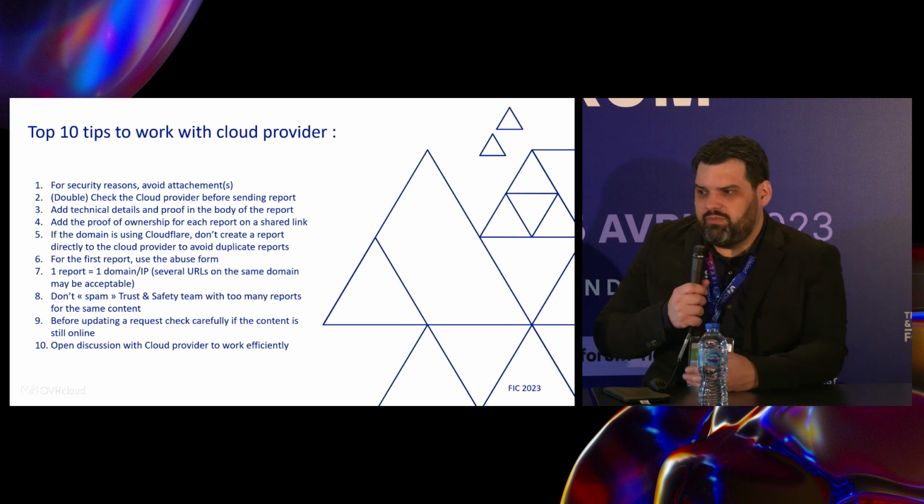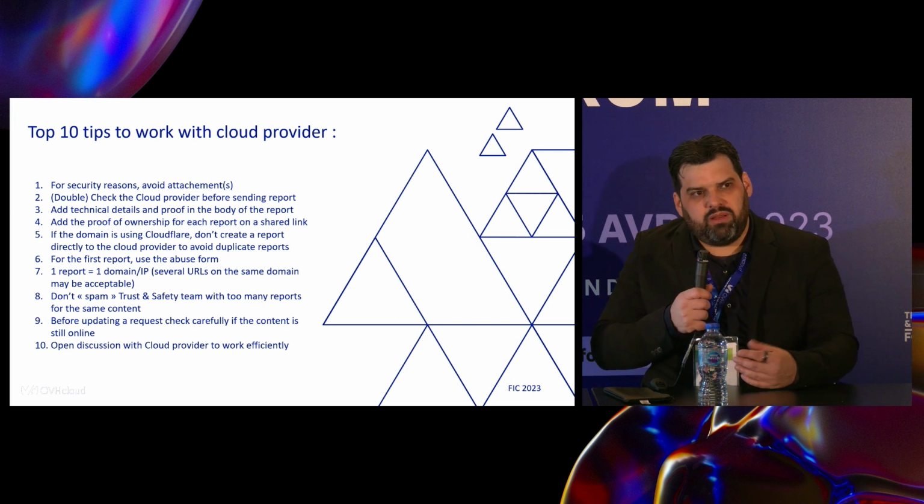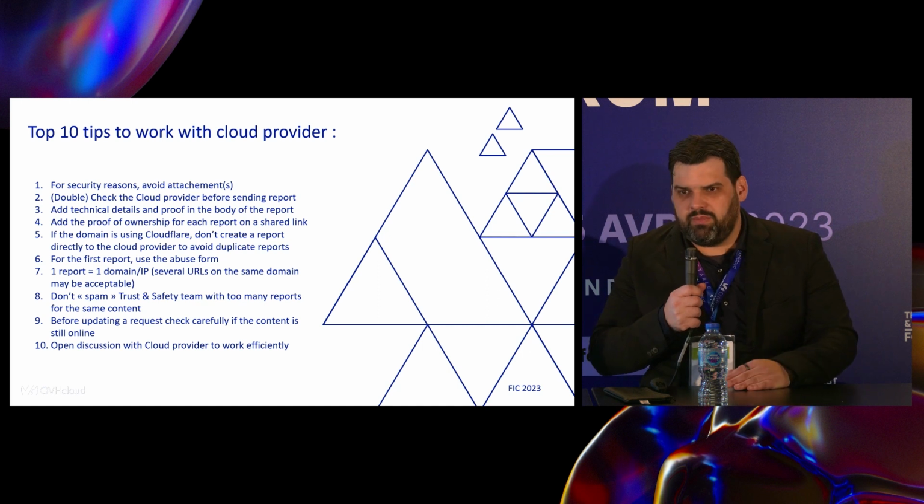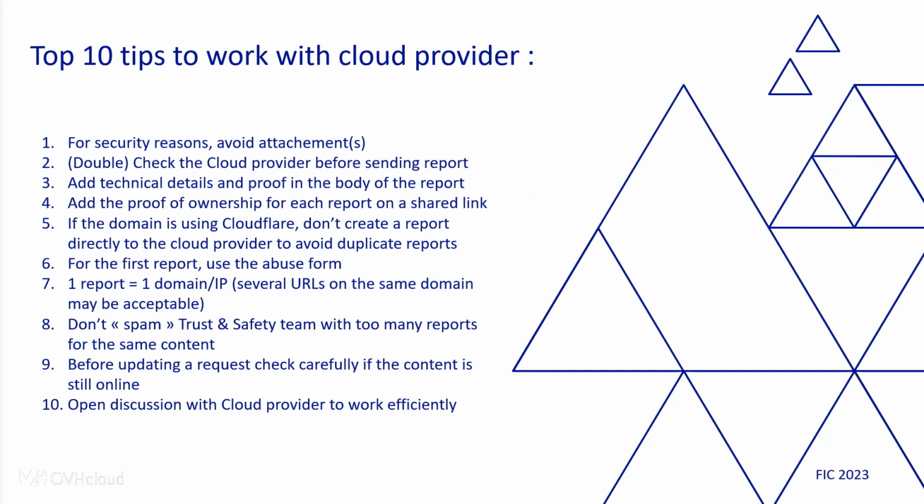In your report, provide only one domain or one IP, not several domains, because several domains can be linked to different customers, and it will be harder to handle. Don't spam trust and safety, because we receive a lot of escalations. I'll give you an example: I send you a report 10 minutes ago and you haven't taken any action. Give us some time to take the information, read the report, inform the customer and ask them to remove the content.